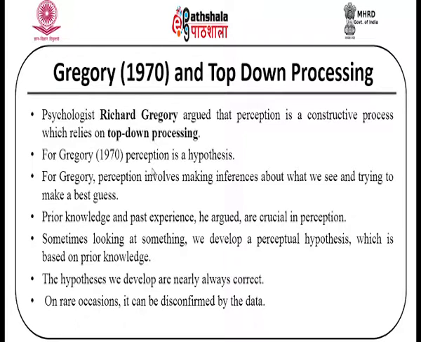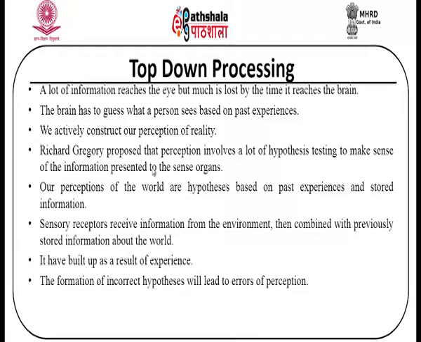The hypotheses we develop are nearly always correct, and on rare occasion it may be misleading also. A lot of information reaches the eye, but much is being lost by the time it reaches the brain. The brain has to guess what a person sees based on only past experiences, he says. We actively construct our perception of reality.